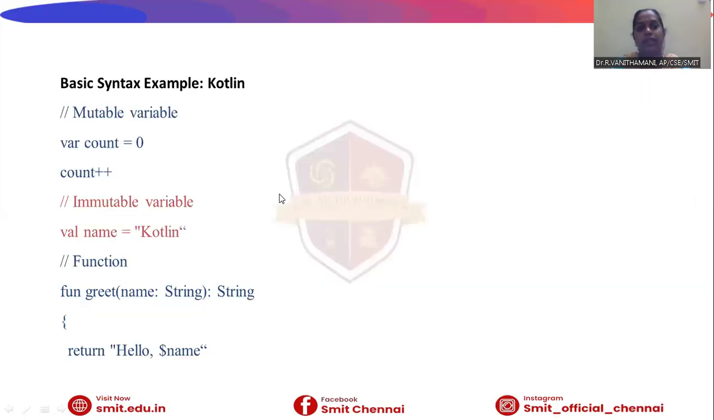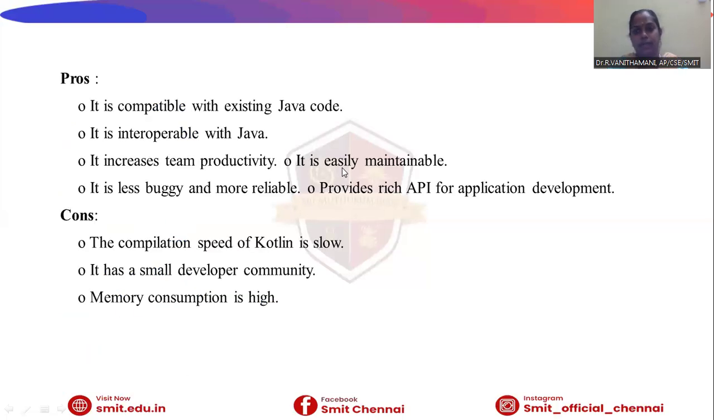I can show the basic syntax for creating variables, like mutable variables and immutable variables, and functions. A mutable variable can be declared like this: we specify the variable name, var count equals 0. For an immutable variable, we cannot specify any variable type here. Then a function can be given like this. You can give the name of the function.